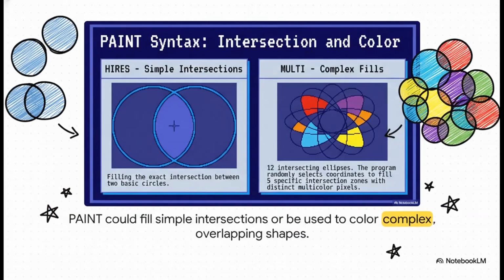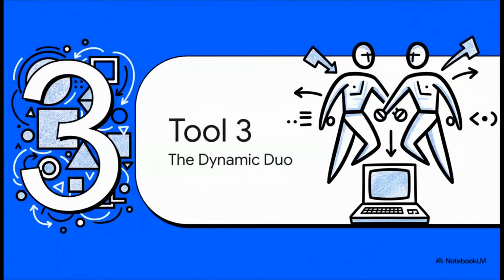And you can see just how versatile it was. You could use it for something super precise, like filling only the area where 2 circles overlap. Or you could get really creative and make these beautiful, complex mosaics just by randomly filling in sections of different shapes.